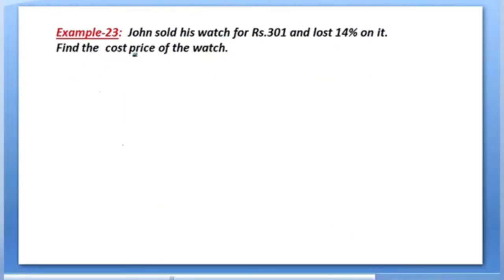Next question. John sold his watch for 301 rupees and lost 14% on it. Find the cost price of the watch. See here, he sold the watch for 301 rupees and lost 14%. As in the previous examples I told you, for percentages you take 100% first. Then he lost 14%, so subtract 14% and you will get 86. So he sold the watch for 86%, and that is 301 rupees.